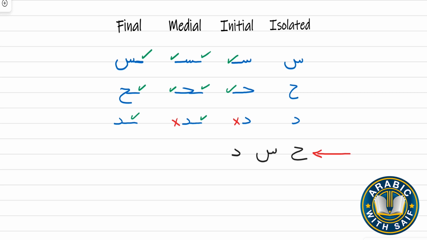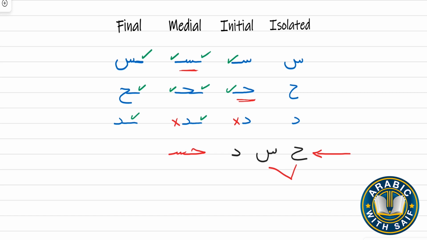Let's connect these 3 letters. First, we will check the relation between Ha and Seen. If Ha is in the beginning of a word, it can be connected to any letter after. And letter Seen, middle form, can be connected to any letter before. So both will get connected.